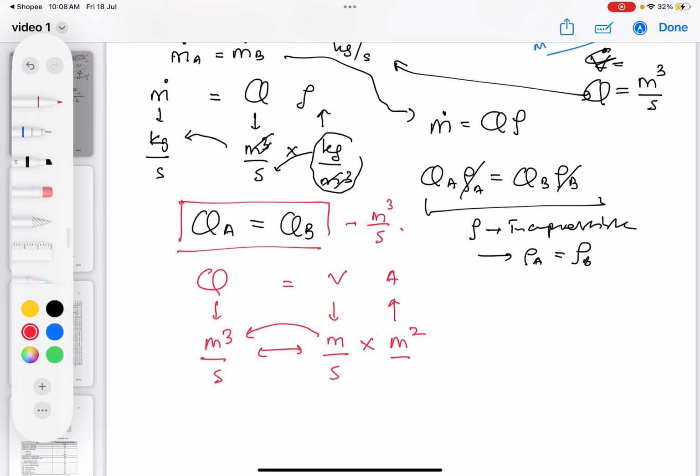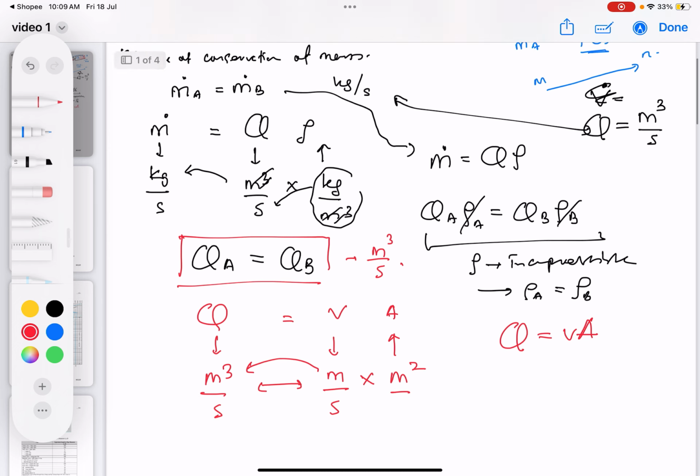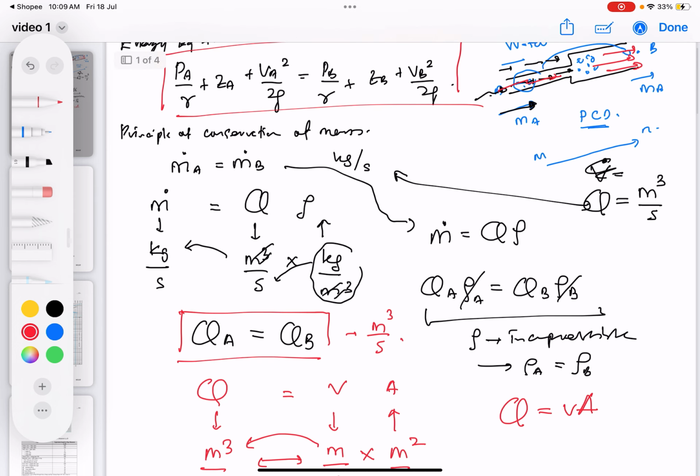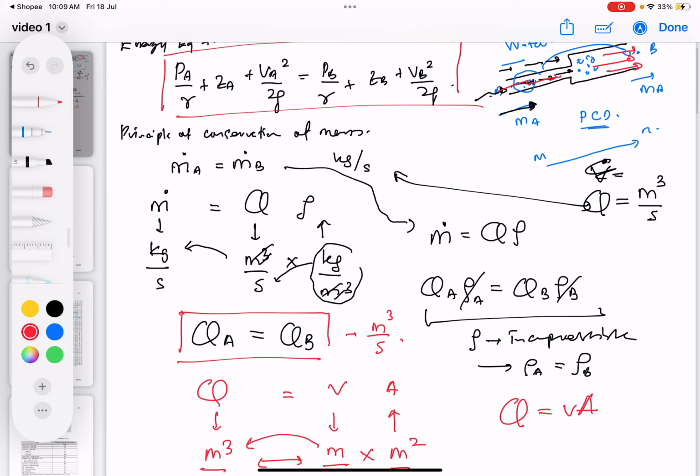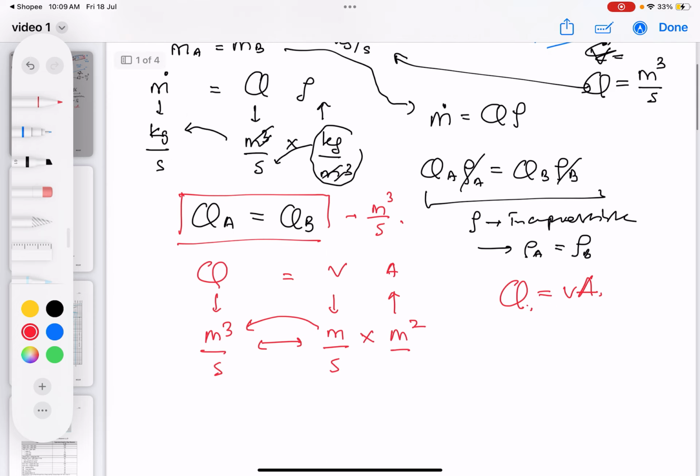Therefore, I have another equation, which is Q, flow rate, equals velocity multiplied by area. Please note that in Bernoulli's equation I have velocity. If the flow rate is given, I can always use this equation to find the velocity. Same goes here: if I have a velocity, by multiplying with the area, I can always get the flow rate. So this is how we memorize our equation. This is equation number 3.